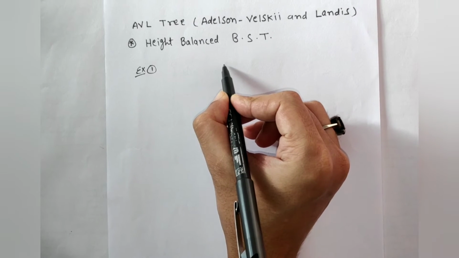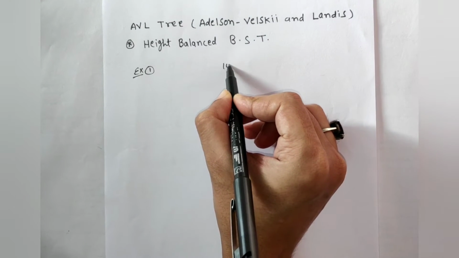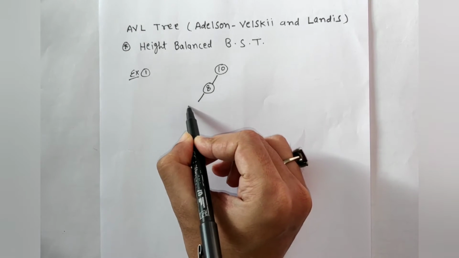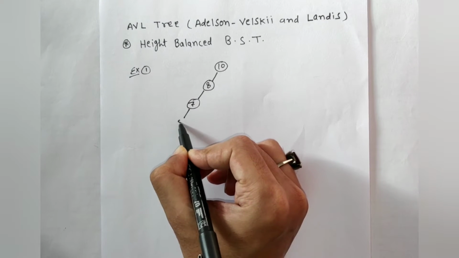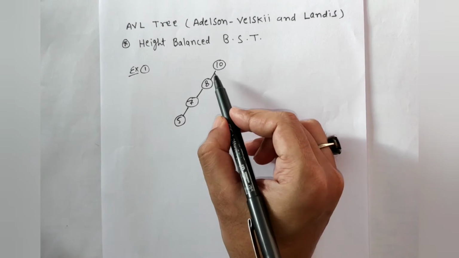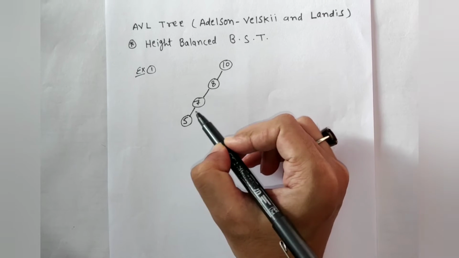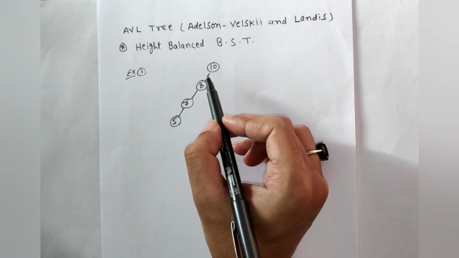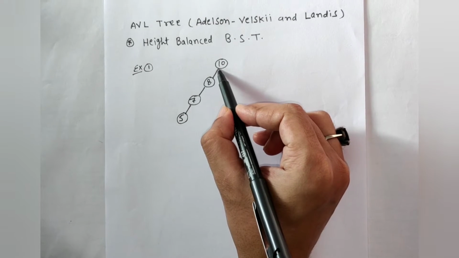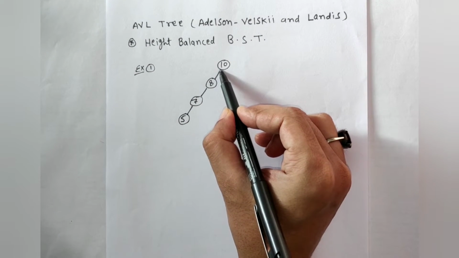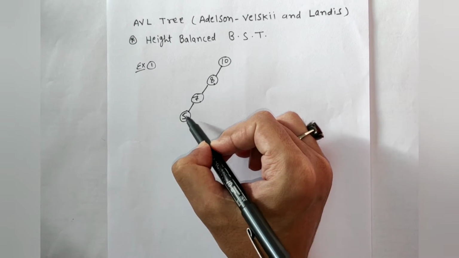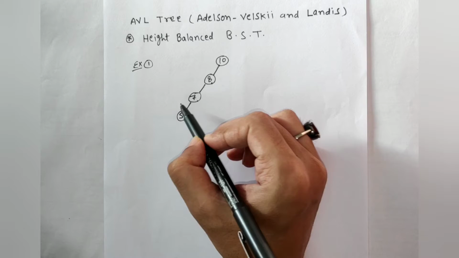Suppose we have one binary search tree like 10, 8, 7 and 5. This is a binary search tree. Suppose I want to find the 5. In binary search tree, I want to find that whether 5 exists or not. So I need to traverse the whole tree from the root. First I will check 10, then I will go to the left, then again left, and then again left. So I need to search whole tree.